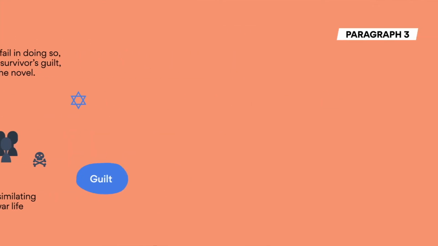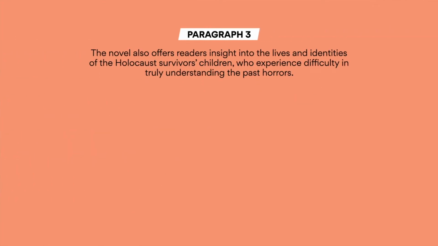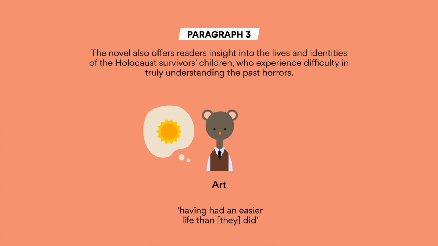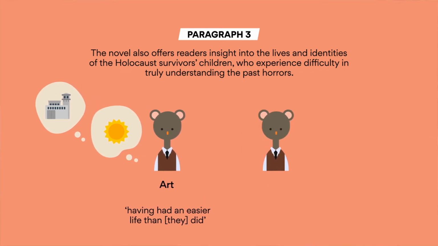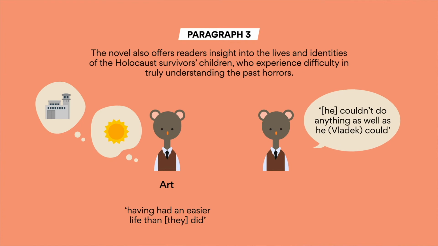So our third paragraph could be, the novel also offers readers insight into the lives and identities of the Holocaust survivors' children, who experience difficulty in truly understanding the past horrors. The first example could be, Art has a sense of guilt about having had an easier life than they did, because he has not had the first-hand experience of Auschwitz and thus cannot completely empathize with his parents. In example 2, we could use how Art recounts to his therapist, Pavel, that he couldn't do anything as well as Vladek could. Art is depicted as a child despite being an adult, whilst talking to the psychiatrist to represent his feelings of inadequacy. And there you have it.